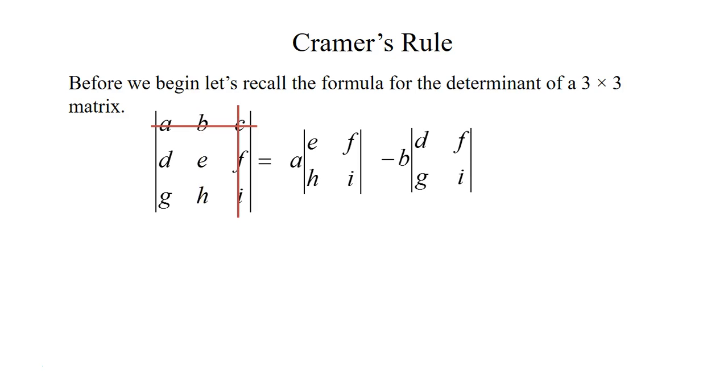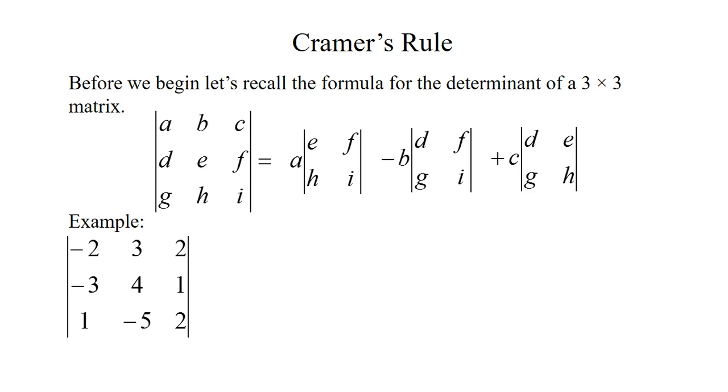Next, what we're going to do is eliminate the first row and third column, and our intersection is C, and the remaining 2x2 matrix is DEGH. This is your formula to find the determinant of a 3x3 matrix. So let's do an example.